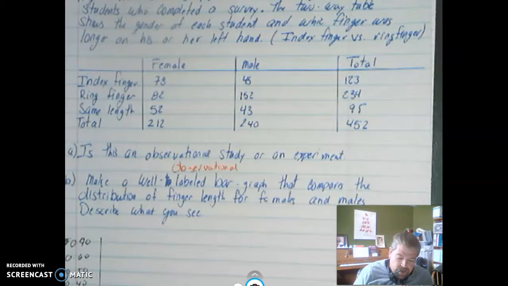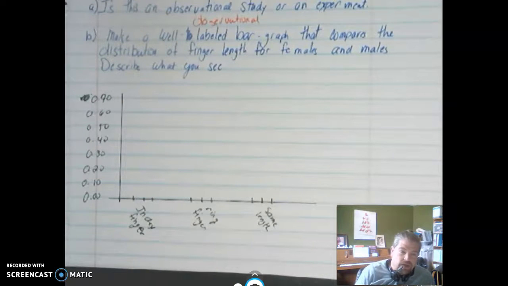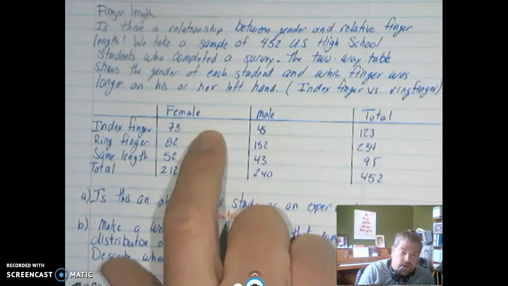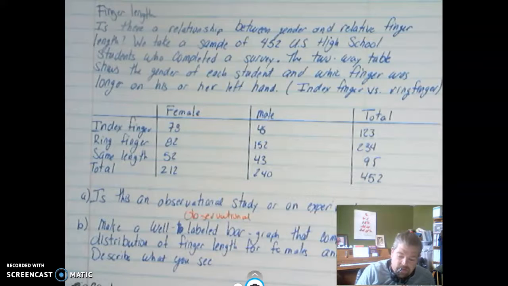All right. Make a well-labeled bar graph that compares the distribution of finger length for females and males, and then we're going to describe what we see. I've started my chart, so you can kind of see it there. What I'm going to do is go up and do a percentage for index for how many females there are in that type of thing, and then we'll come back and label those.